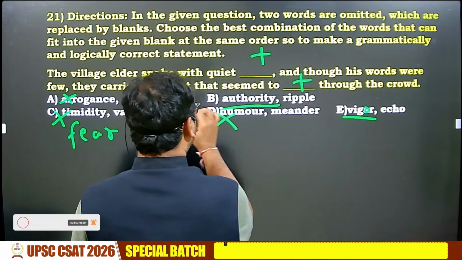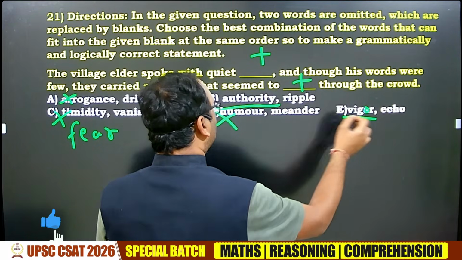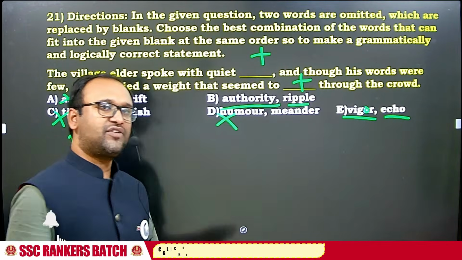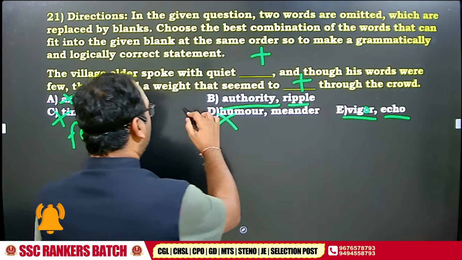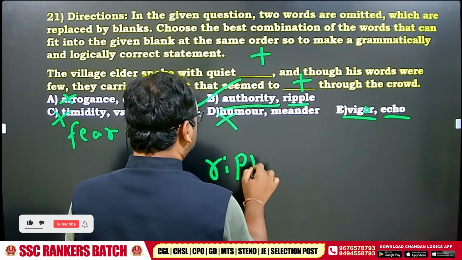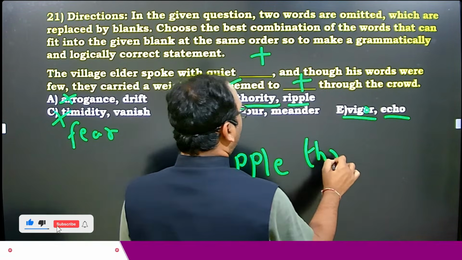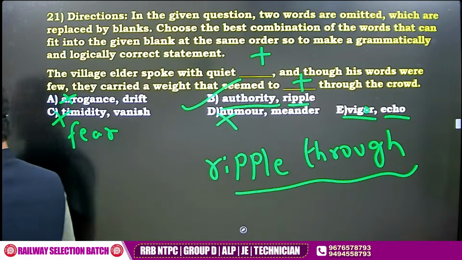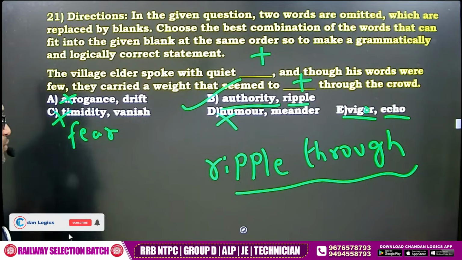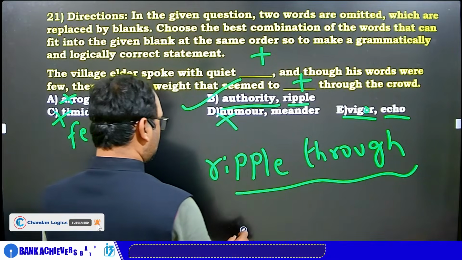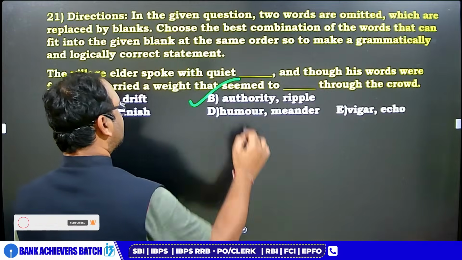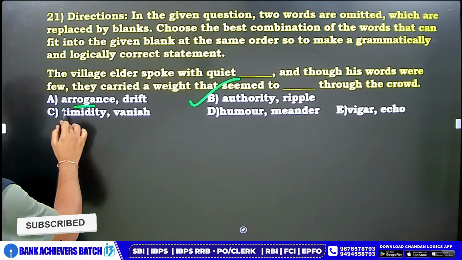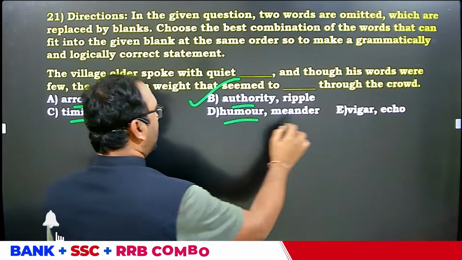Now, his words dash through the crowd, ripple through the crowd, echo through the crowd. Both are very close. But the answer is ripple. Why? Because in prepositions we say ripple through. In the class on prepositions we say ripple through. Okay, so the answer is the second option. Sir, that is fine, sir. Arrogance, okay. Timid, okay. Authority, humor, vigor.